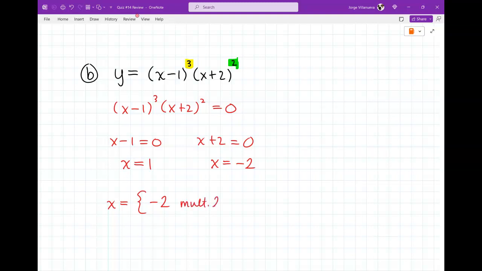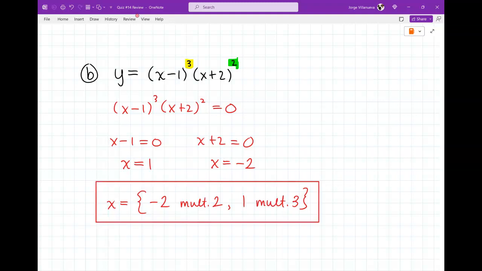2, right? So just look at the power that it came from. -2 came from x plus 2. X plus 2 has a power of 2. So that's why it's multiplicity 2. My other answer is 1. Does this one have a multiplicity? What is it? 3, right? So there you go.